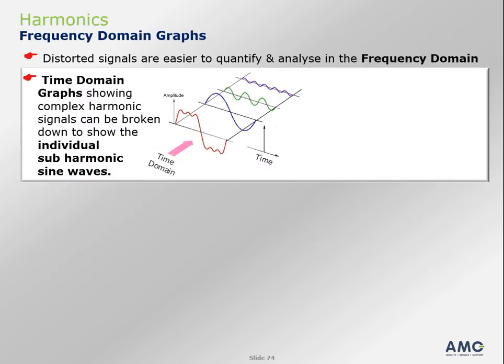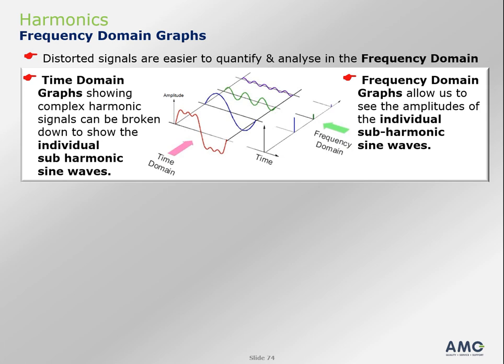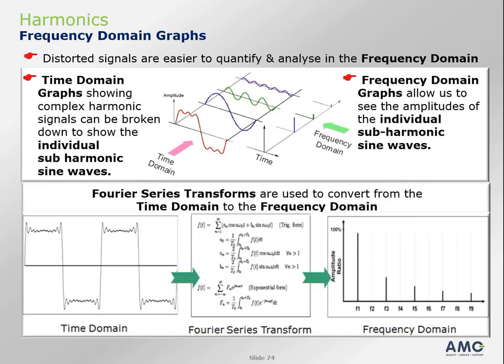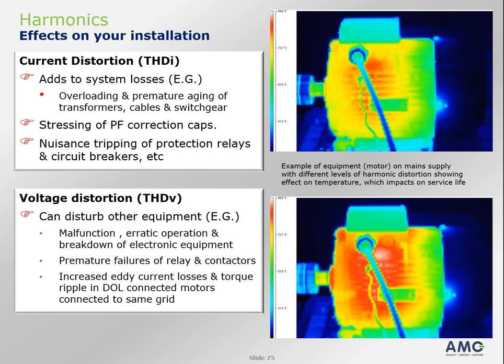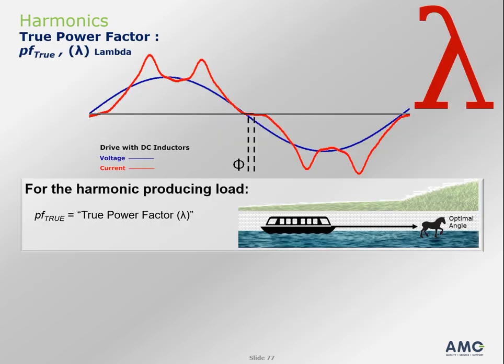We then go on to harmonics, how they're produced, how they're measured, and how to mitigate the harmonics and how they affect the system. This shows a motor with and without harmonics, and how that affects the power factor of the system, the true power factor of the system.